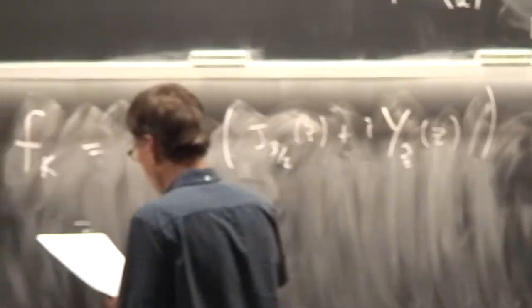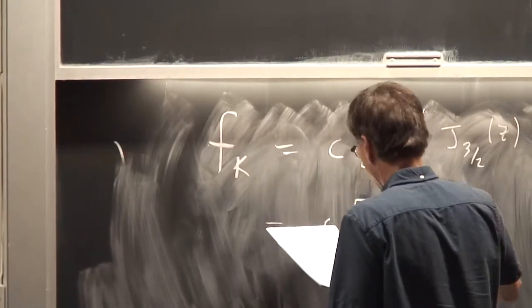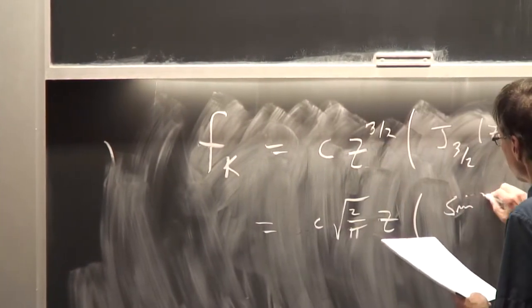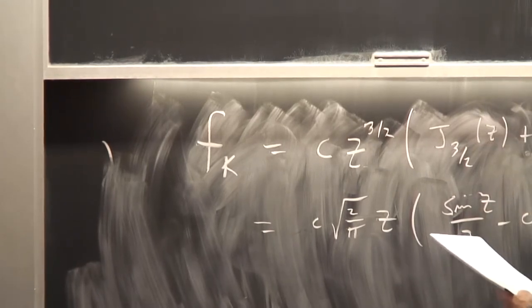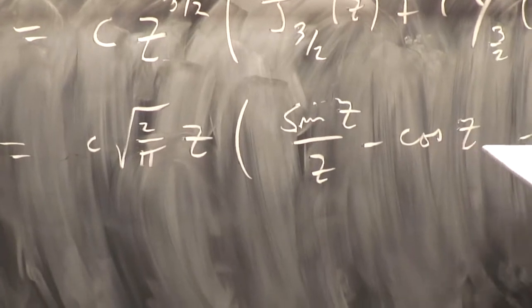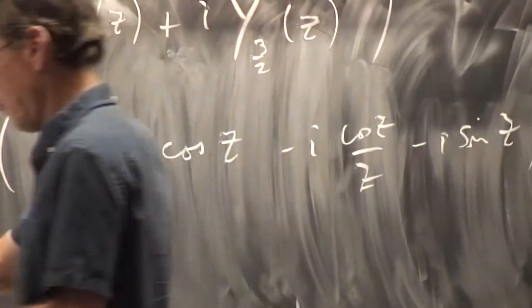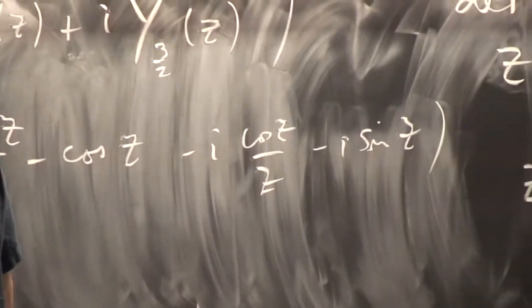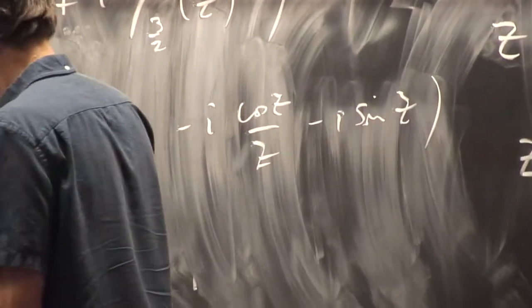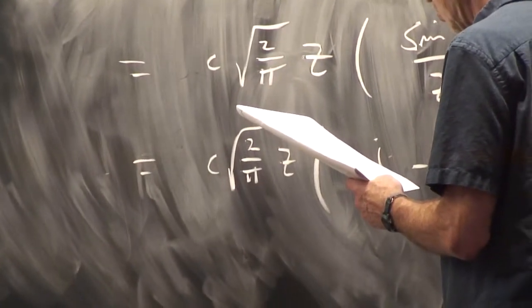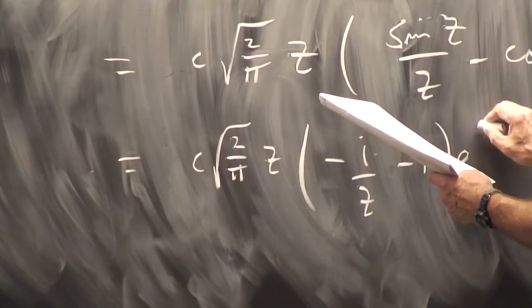So this is C. In terms of elementary functions, sine z over z minus cosine z minus i cosine z over z minus i sine z, or C 2 over root pi z, and then we get minus i over z minus 1 e to the iz.